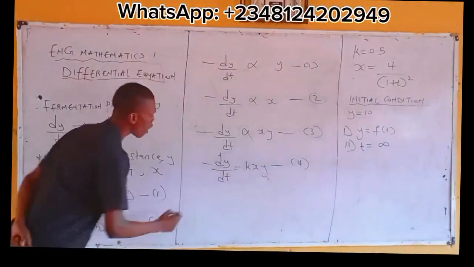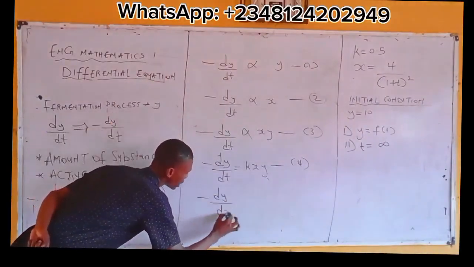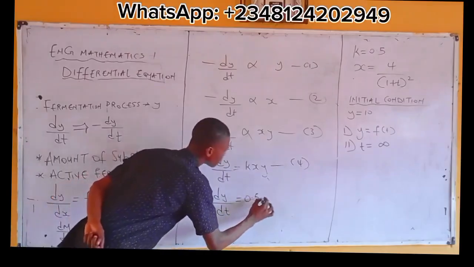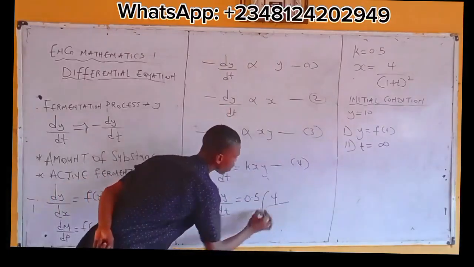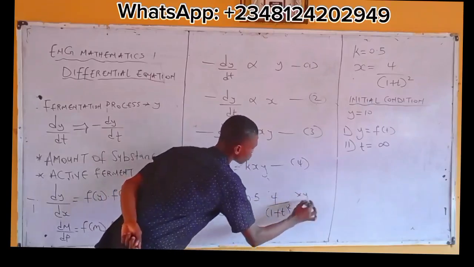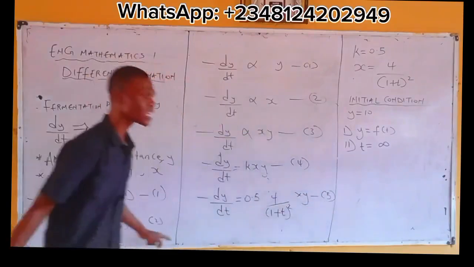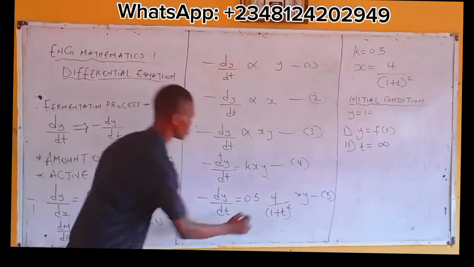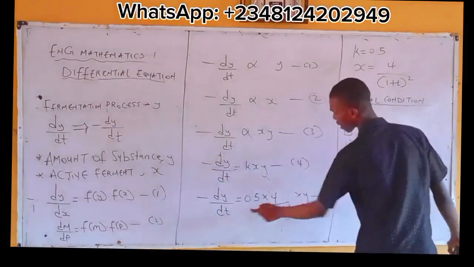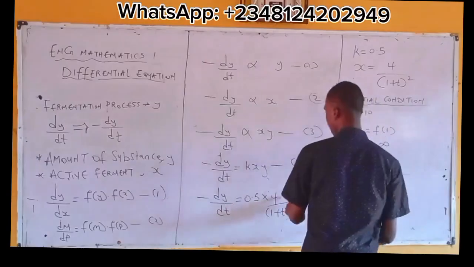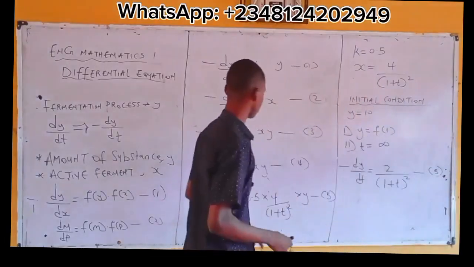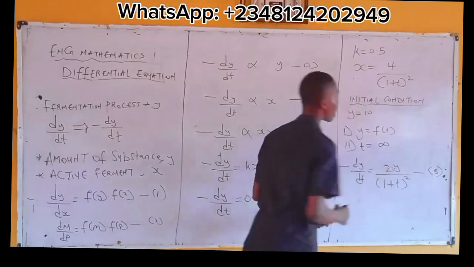Meaning we can write equation 4 as negative dy over dt is equal to 0.5. Substitute your x, that's 4 all over 1 plus t all squared, multiplied by y. This is equation 5. Now let's write equation 5 in a nicer way. Negative dy over dt is equal to 0.5 times 4, that's 2, 2 divided by 1 plus t squared, times y. Call this equation 6.